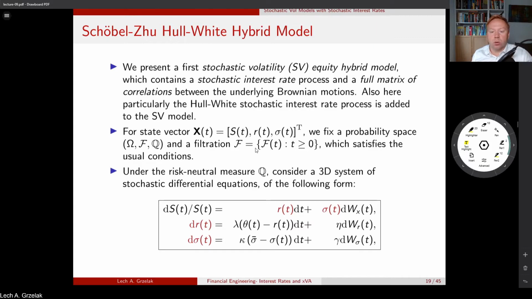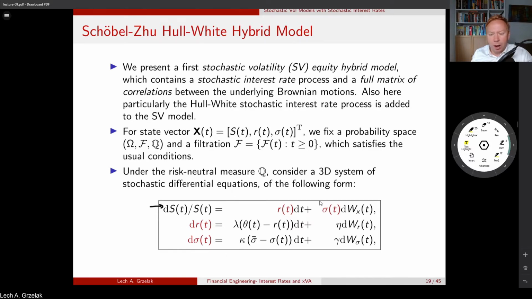We consider the so-called Schoebel-Hull-White model. This is a model which consists of these two processes. So this is dS_t over S_t. It looks like just the Black-Scholes, except that the interest rate and volatility are both normally distributed. For the interest rate part, we have a Hull-White model that we already discussed before. For volatility, we are using Ornstein-Uhlenbeck, a process where the long-term mean of the mean reversion is fixed at sigma bar.